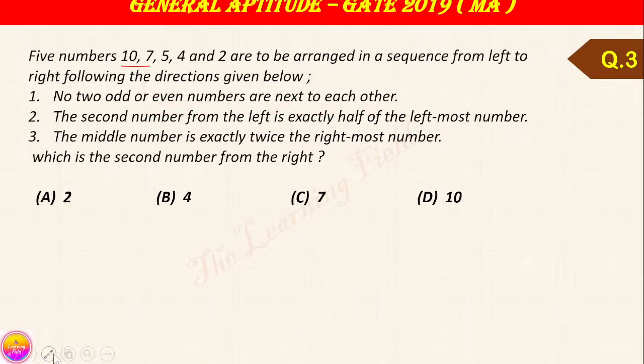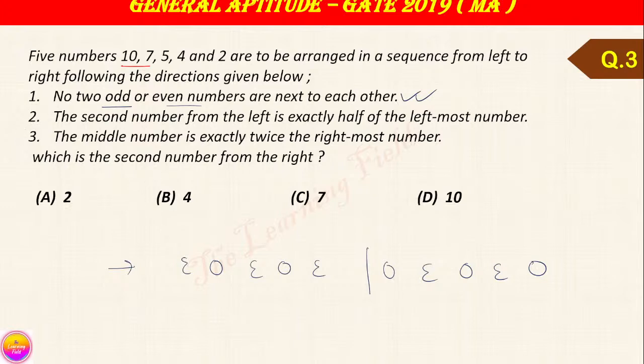That means the positions of the numbers should be even, odd, even, odd, even like this, or odd, even, odd, even, odd. These two cases may be possible here. So this fulfills condition number 1 if we put the numbers in these two possible forms.